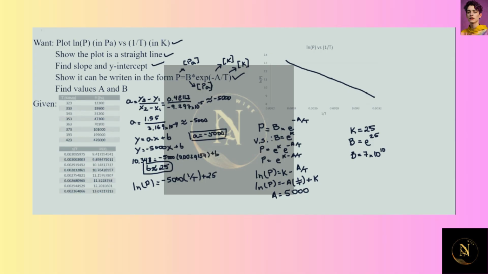Now, if we plug it into our answer over here, we have that a is going to be equal to 5,000 Kelvin, and b is going to be equal to 7 times 10 to the 10 pascals. And that is it for this problem. We just finished all of it, and we're done.